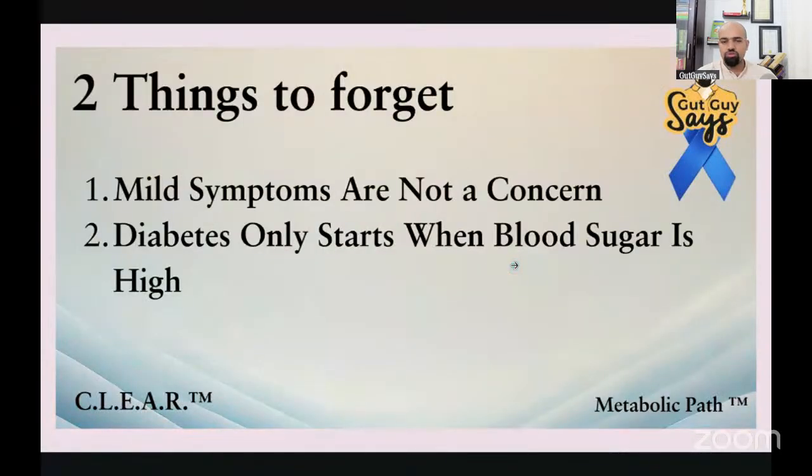let's move on to the next part, which is two things to forget. How many of you are going to forget this? Mild symptoms are not a concern. Forget it, brother. That is, even the mildest symptom is a sign. Type I in the chat box. And how many of you started to believe that a stitch in time saves nine?